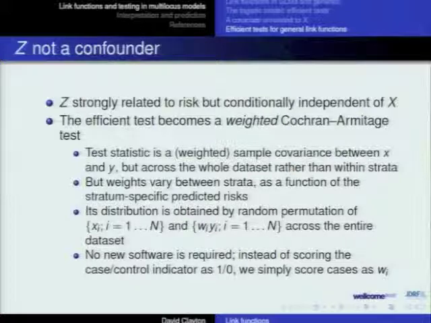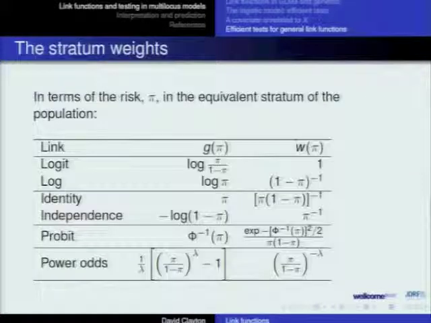So the optimal test will depend on how we think different genetic loci operate together in those ways. So here's what the weight function works out at for various links. The first one is the multiplicative model, log or logit. And again, we can think of pi as being very small, so forget about this. So in this case, you see that the weight function is 1.